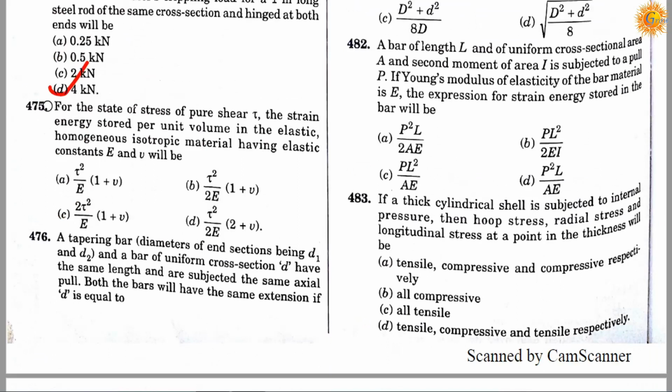Question number 475. For the state of stress of pure shear tau, the strain energy stored per unit volume in an elastic homogeneous isotropic material having elastic constants E and V will be option A tau square divided by E in the small bracket 1 plus V. Option B tau square divided by 2E in the small bracket 1 plus V. Option C 2 tau square divided by E in the small bracket 1 plus V. And option D tau square divided by 2E in the small bracket 2 plus V. So the correct answer is A, tau square divided by E in the small bracket 1 plus V.